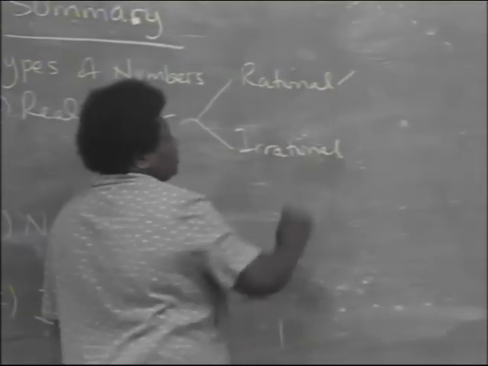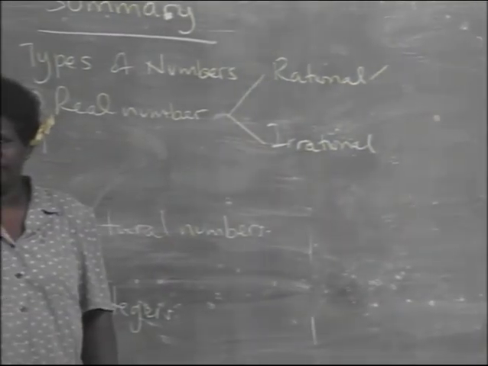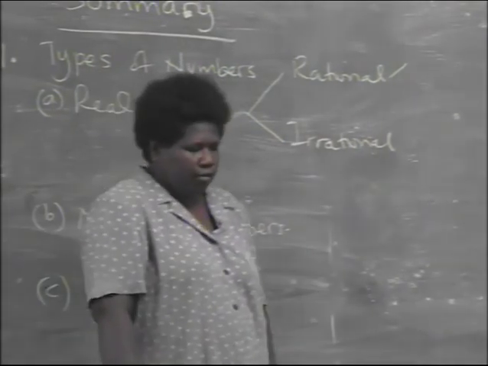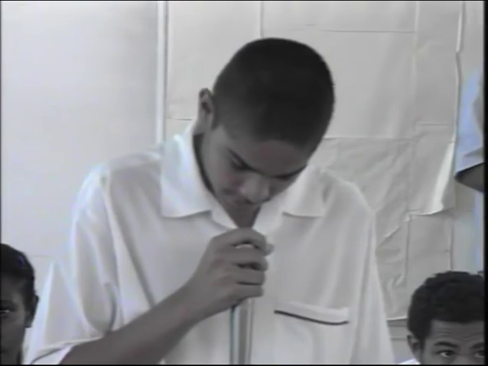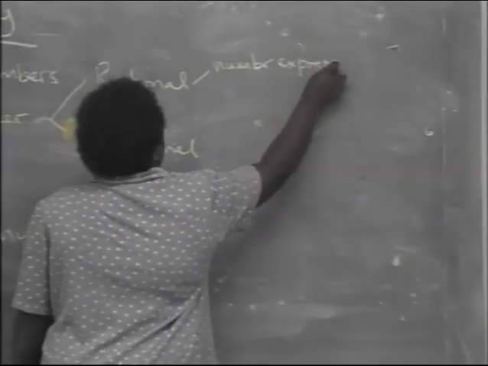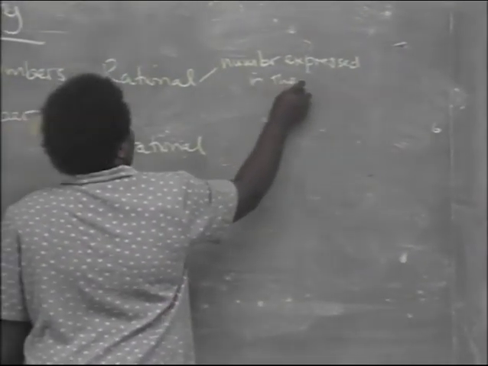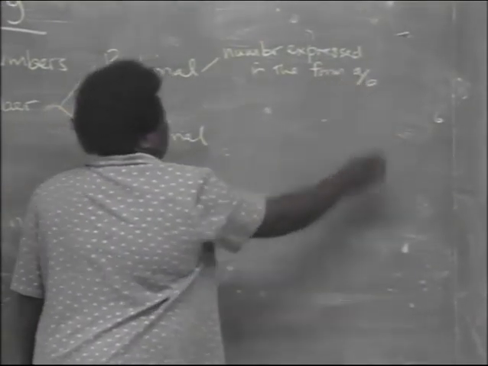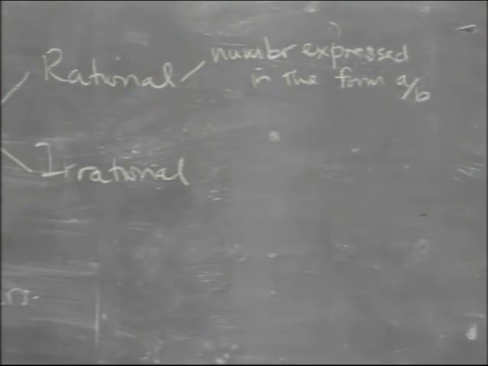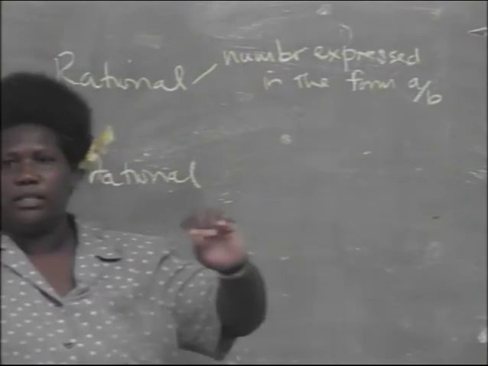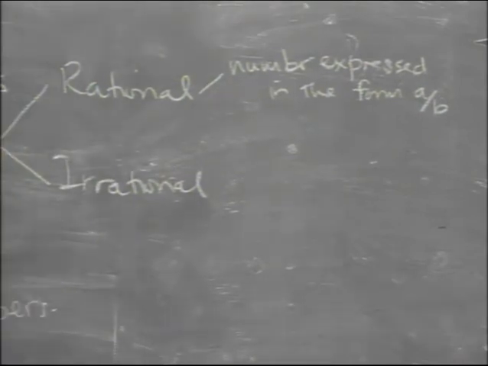Okay, what's the definition of a rational number? Any number that can be expressed in the form A over B. When you change that fraction to a decimal fraction, what happens? It terminates or it recurs. What about any rational number? It terminates or recurs.